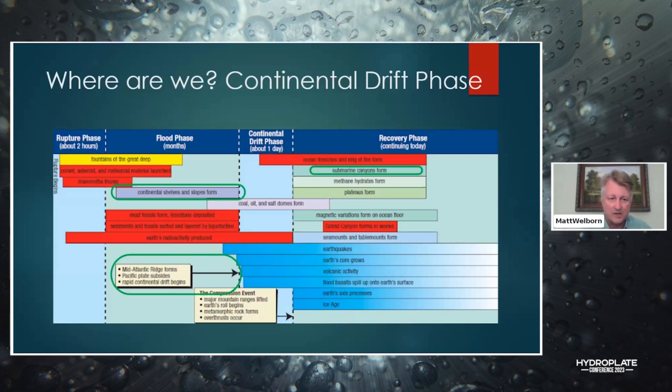We'll talk about the Mid-Atlantic Ridge. Down in the lower left there, you see the subsidence of the Pacific Plate and how the Atlantic Ocean formed, and the Pacific Ocean. And there was rapid continental drift that moved things around. We'll talk about that a little bit.